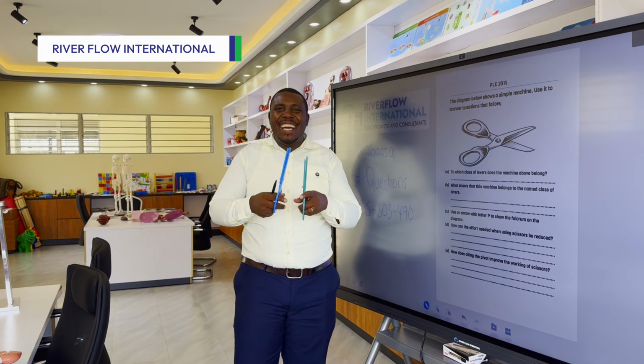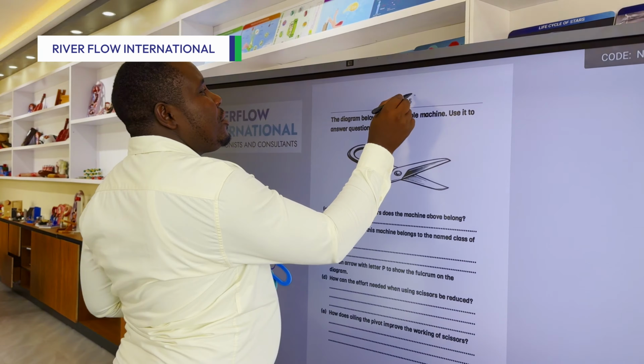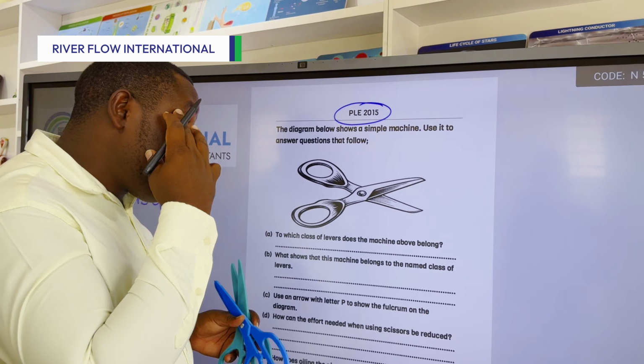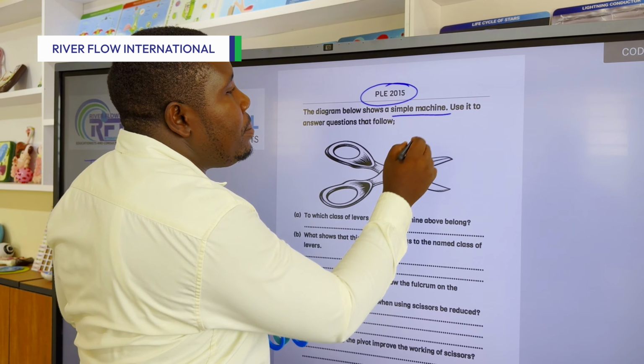Yes, we are back, and today we are in simple machines. This is our question, which was in PLE 2015, and says the diagram below shows a simple machine.